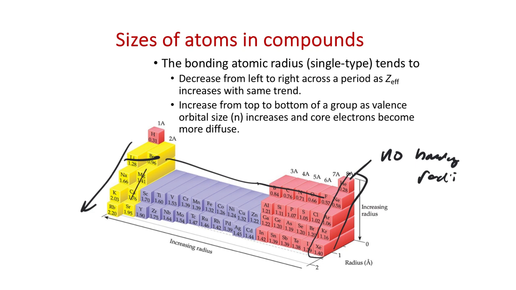So if you notice, as we go down, there's no break in our trend. We increase in size every single time. So we're increasing in size from top to bottom. That's just because we're packing more and more electrons into an atom. Electrons repel, so that's pretty straightforward that we would increase in size from top to bottom down a group on the periodic table.